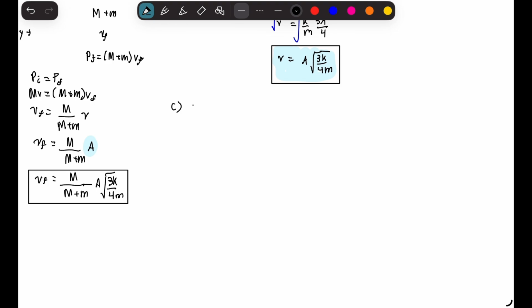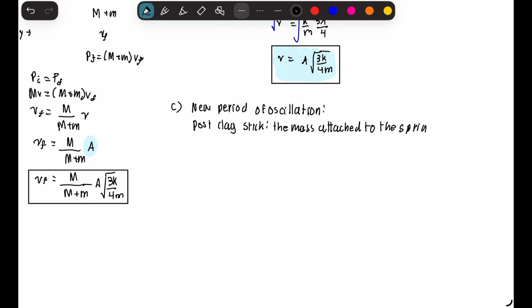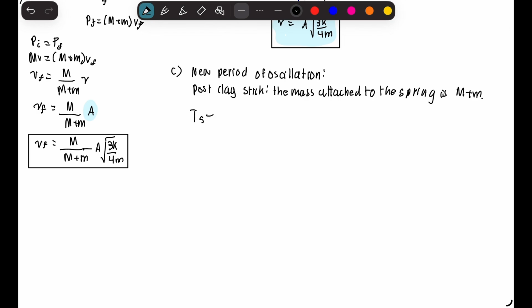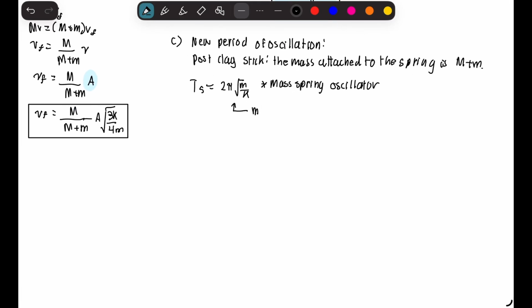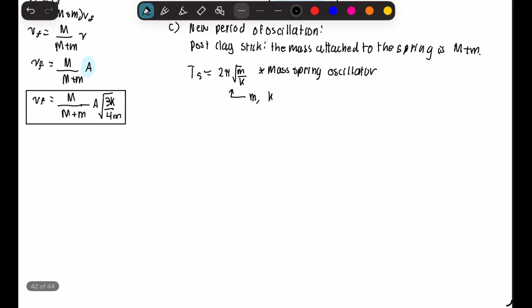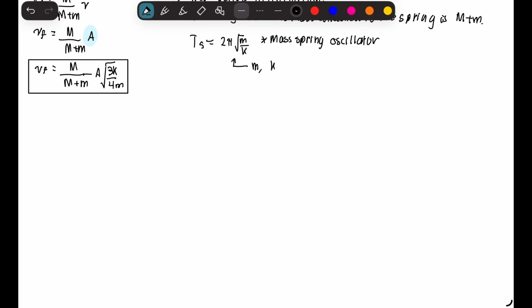So we know that post the clay sticking, now you need the spring formula, because we have a mass spring oscillator. So we know that here we have dependence on M and your spring constant K, because that's involved in the period. So what you need to do is write your new mass.